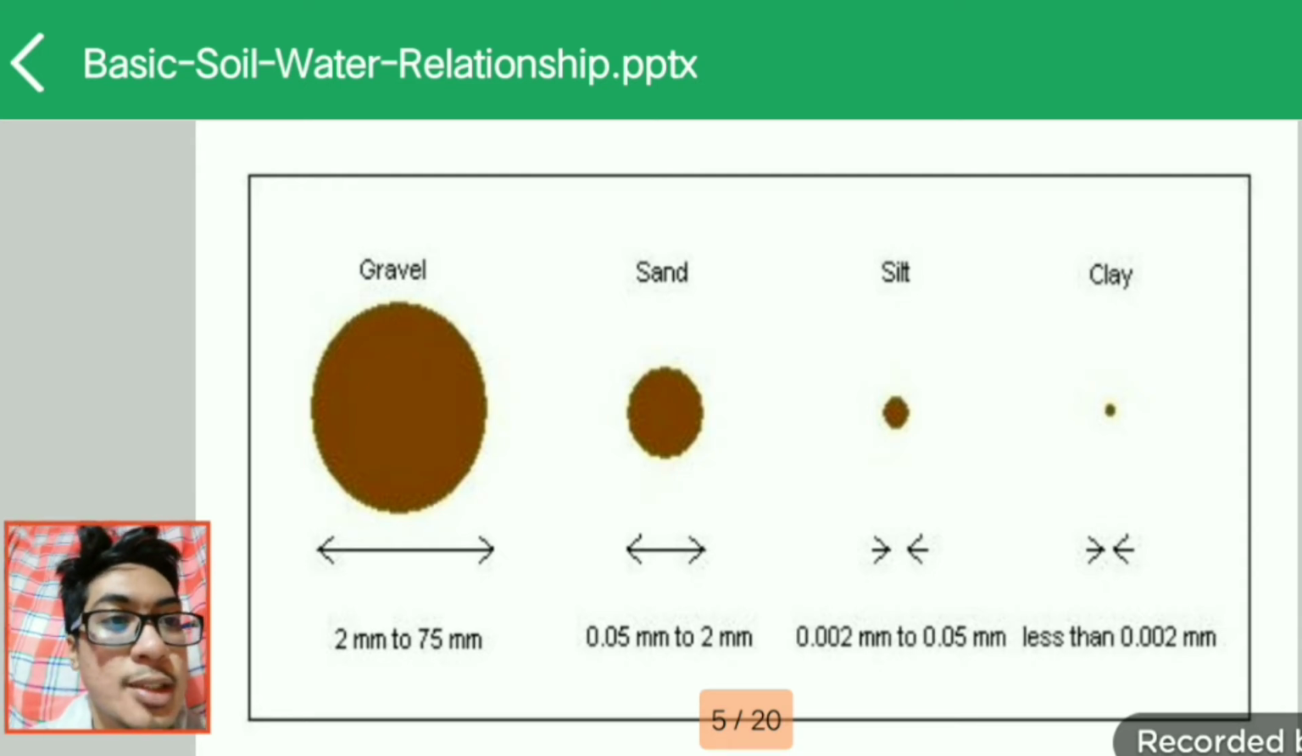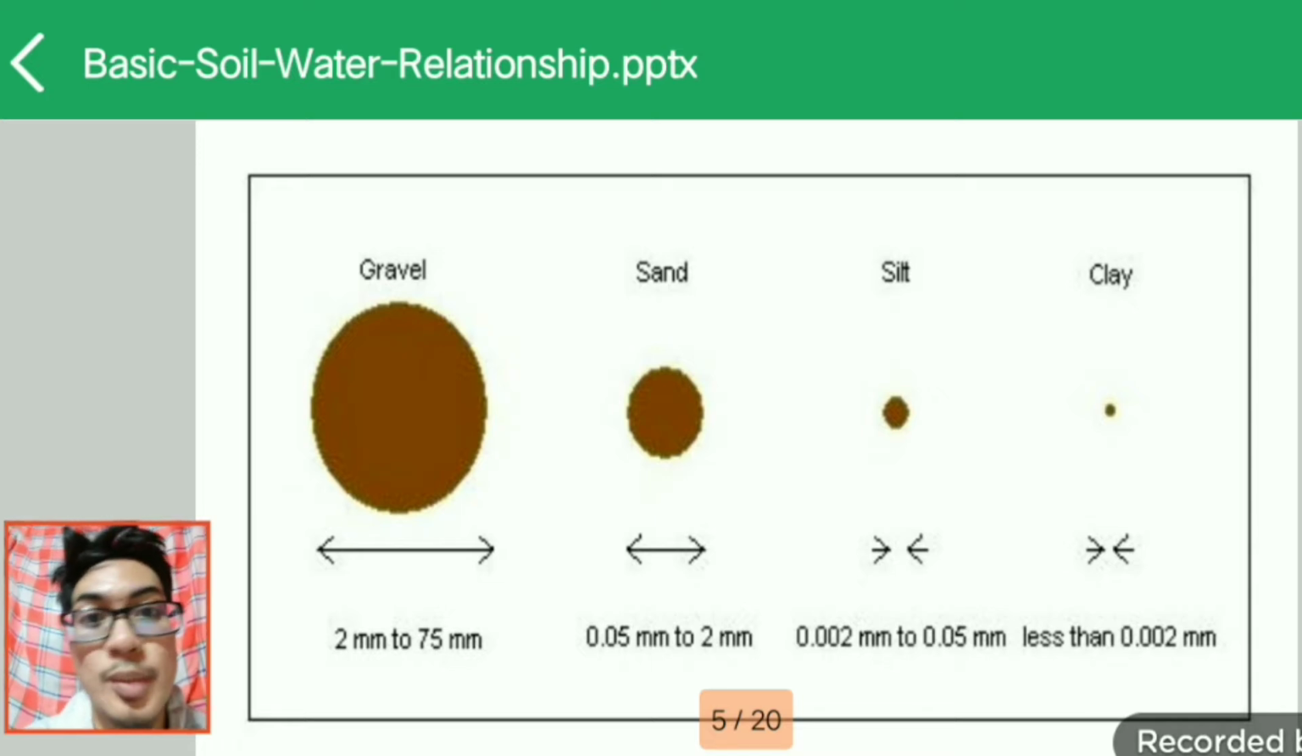Clay is less than 0.002 mm. That's very small. Silt is about 0.002 mm to 0.05 mm. Sand is about 0.05 mm to 2 mm.